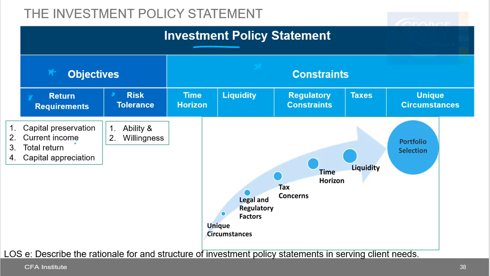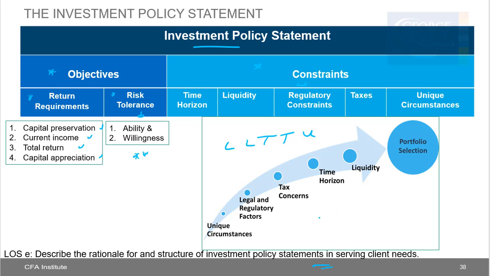In terms of the return requirements or return objectives, those return objectives could be capital preservation, current income, total return, and capital appreciation. When we looked over at the risk objectives, we looked at the ability and willingness to take on risk, and willingness is a little bit harder to quantify. Moving over to the constraints, remember I was saying LLTTU is how I always memorized it. So it's legal and regulatory requirements, liquidity, time, tax, and unique circumstances, okay? And those are some of the major categories that we see in the investment policy statement.